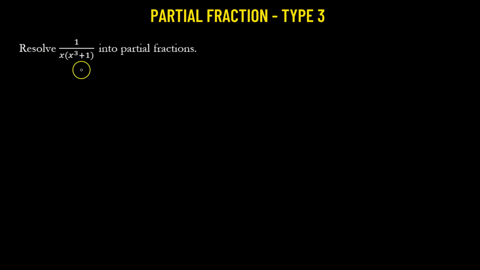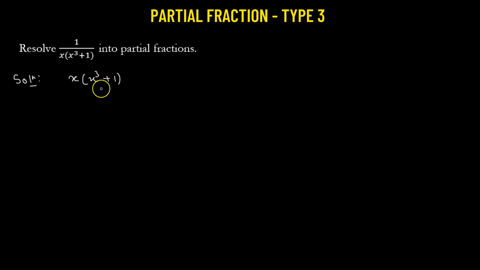So here in this problem, we need to resolve the given rational fraction into partial fractions. So let us begin. Now, if we consider the denominator, we have x multiplied by x cubed plus 1. At first glance, it looks like there are only two factors, the first factor being x and the other factor being x cubed plus 1.